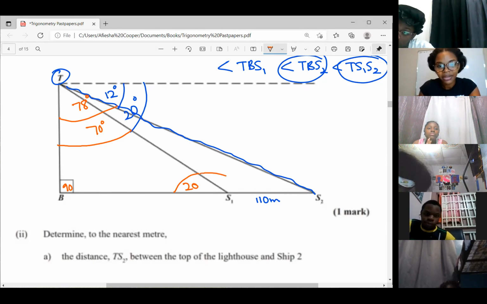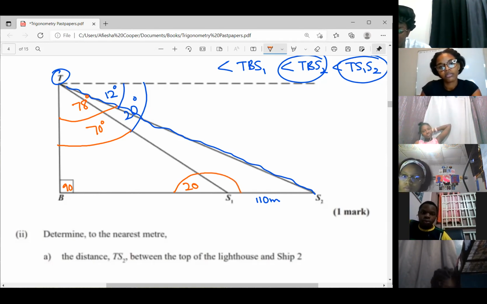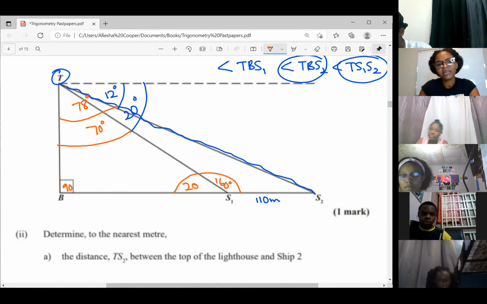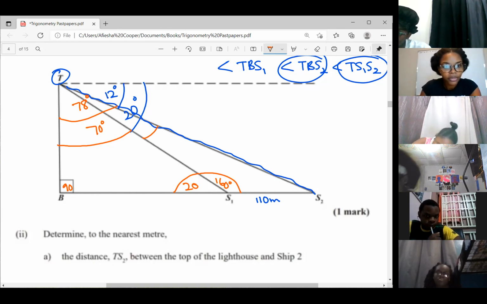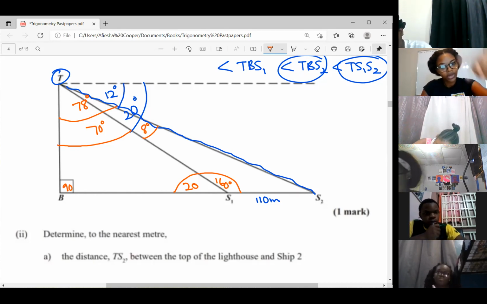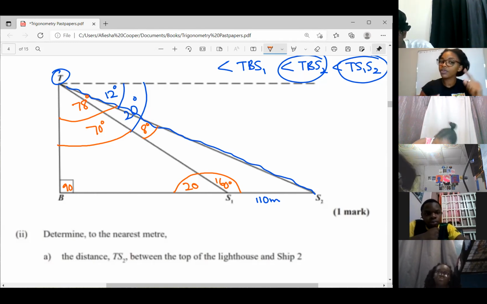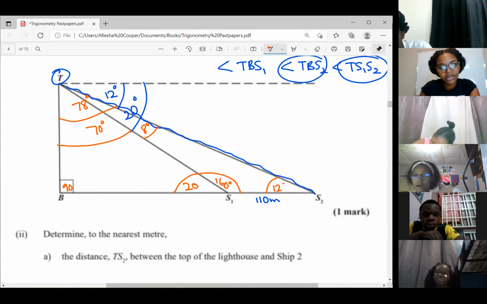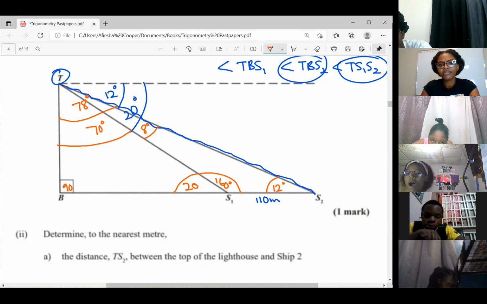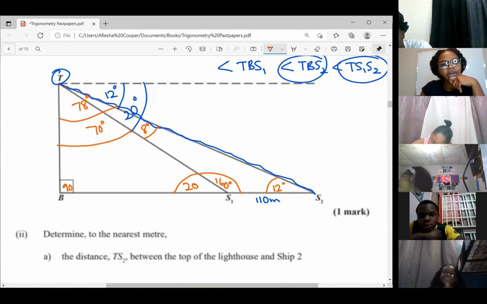All right, how much would here be? That's 160. So we're just trying to make up some information. How much would inside here be? 8, because 20 is the large one, 12 is the small one. So we subtract them to get the inside. How much is here? 12 degrees. All right. So what could we work on so far?